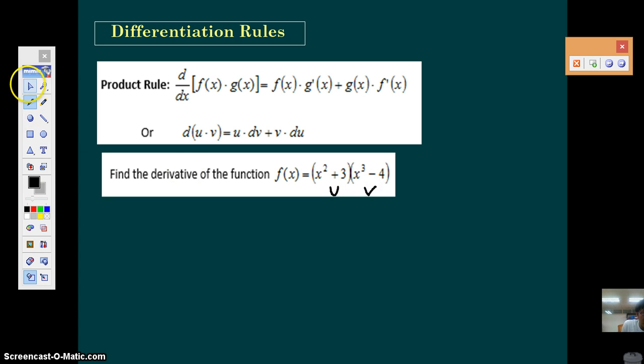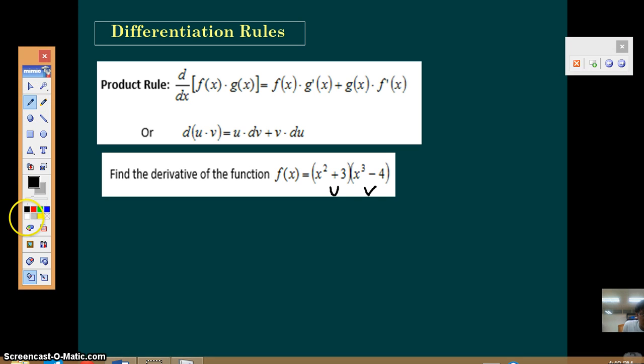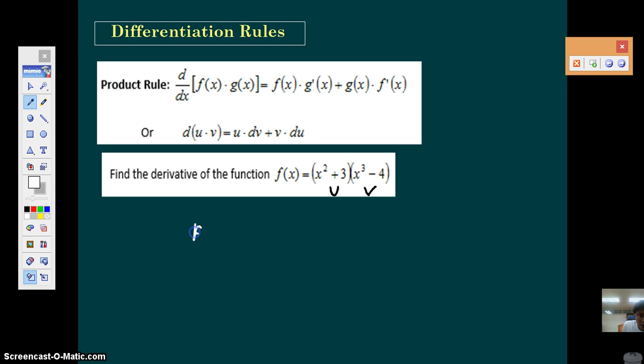So the derivative using the product rule would be f prime of x is equal to u, so copy that, x squared plus 3, times the derivative of v, which is 3x squared, plus copy v, which is x cubed minus 4, multiplied by the derivative of u, which is 2x. So just simplify this, and that's the derivative.